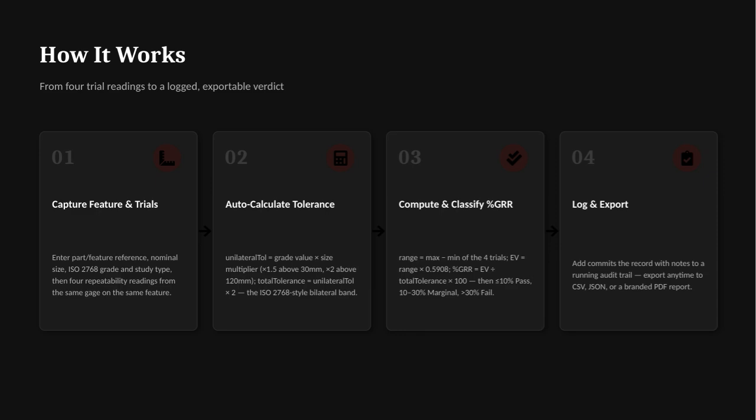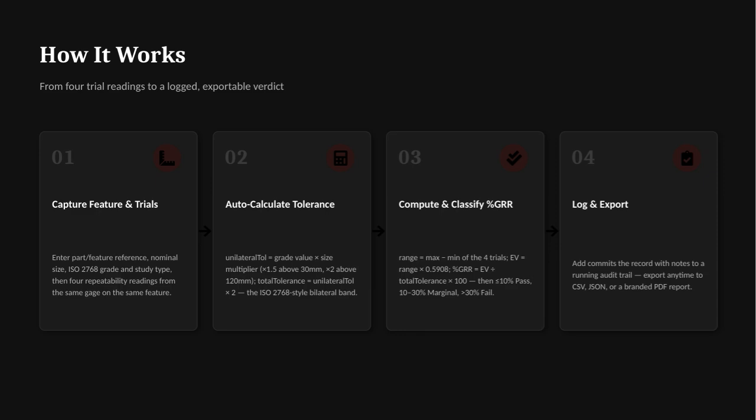Next, the system automatically calculates the tolerance. Using the ISO 2768 standard, it applies size-based multipliers. The grade value is multiplied by 1.5 if the nominal size is above 30 mm, and by 2 if it's above 120 mm. This gives us a unilateral tolerance, which is then doubled to create a bilateral tolerance band.